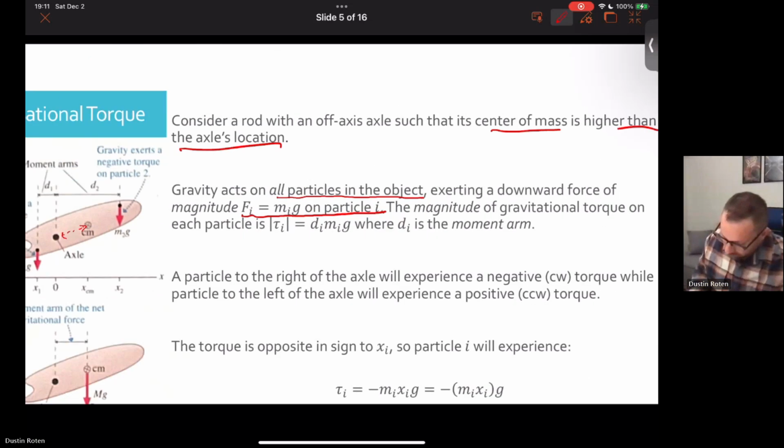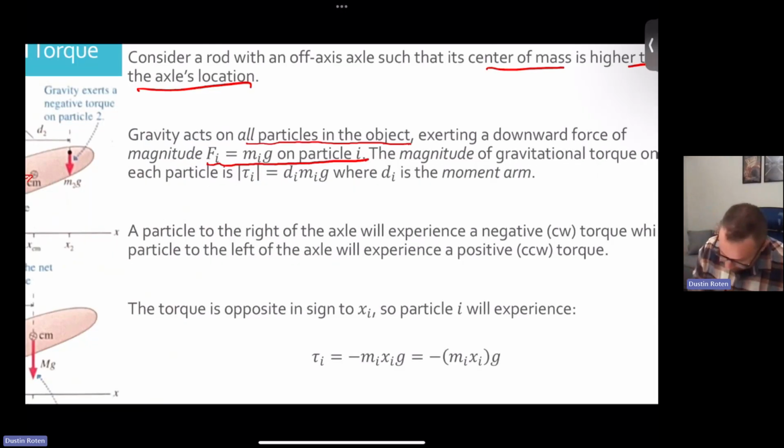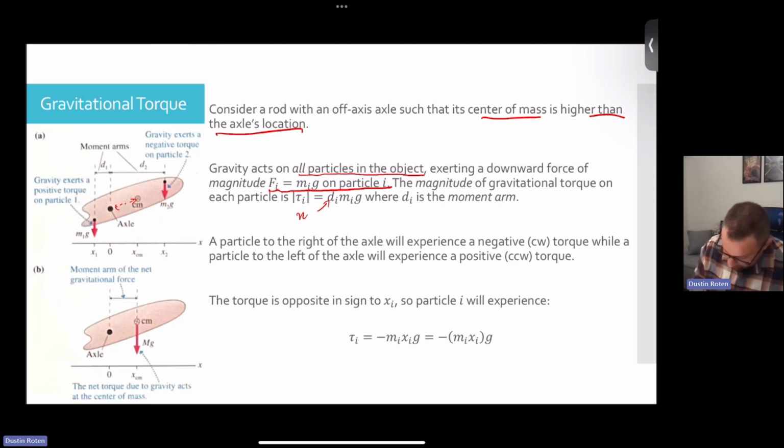All right. Now, the magnitude of the gravitational torque on each particle is still going to be a force times the length of a lever arm. Okay, sorry, the length of a moment arm. Okay, so here again, d is the moment arm.